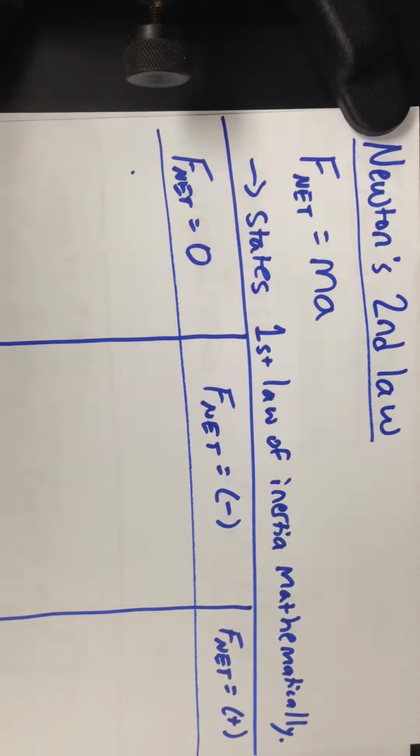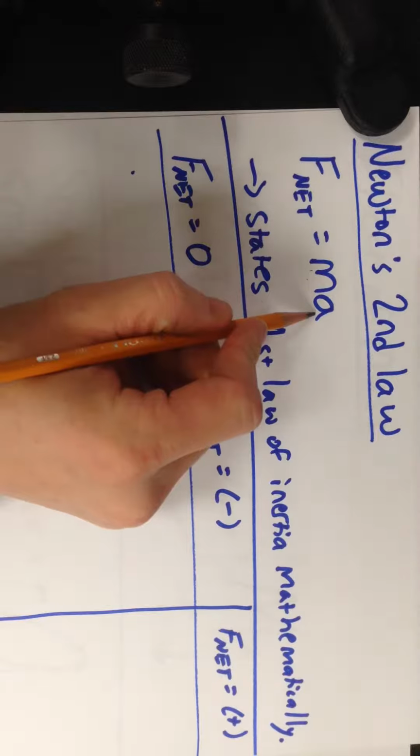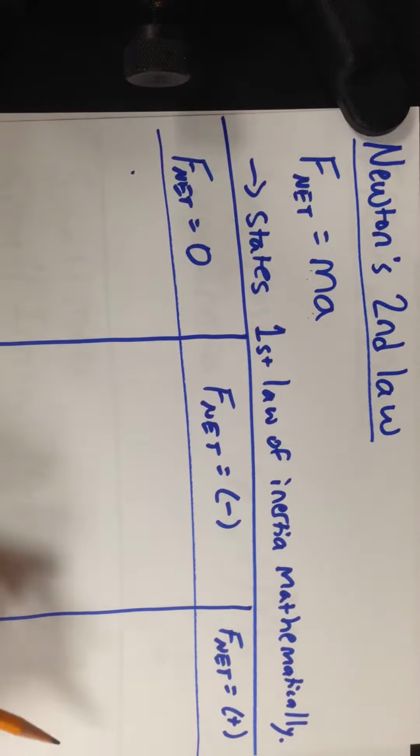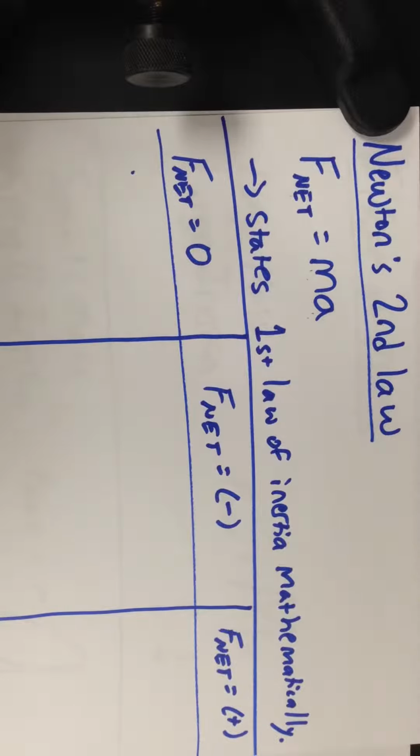Newton's second law is a formula. The formula is F net equals ma, where m stands for mass, a stands for acceleration, and F net is the net force on an object. Really, Newton's second law doesn't say anything more new than Newton's first law. It basically states the first law of inertia, but it does it mathematically.